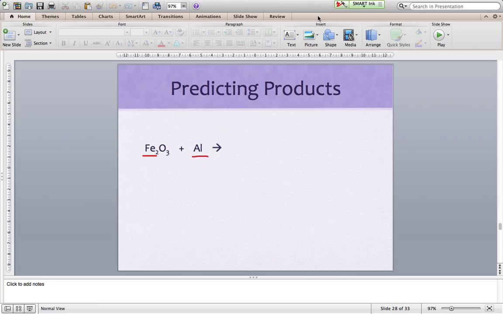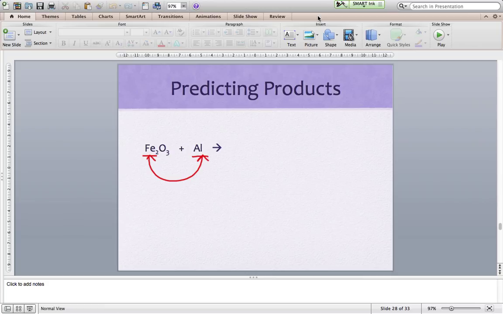So what's going to happen is the iron and aluminum are not going to pair up. Instead, they're going to swap spots. So the aluminum ends up being paired with the oxygen, and the iron ends up being left on its own. How does this work? Well, I like to start with the element.